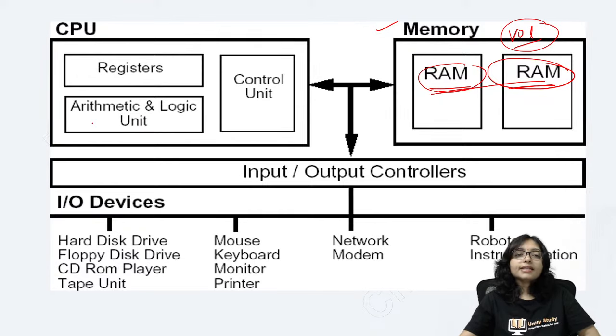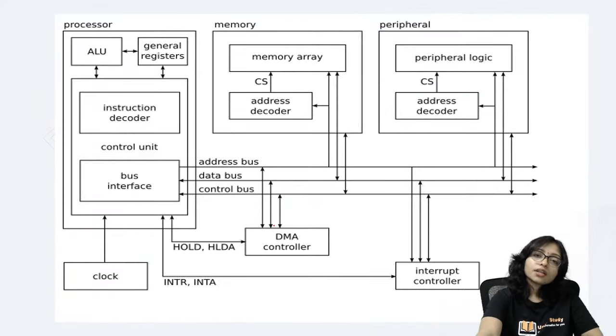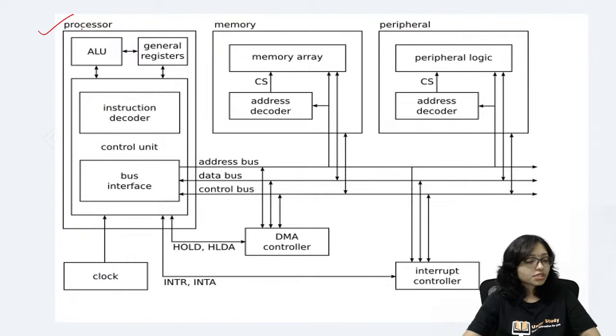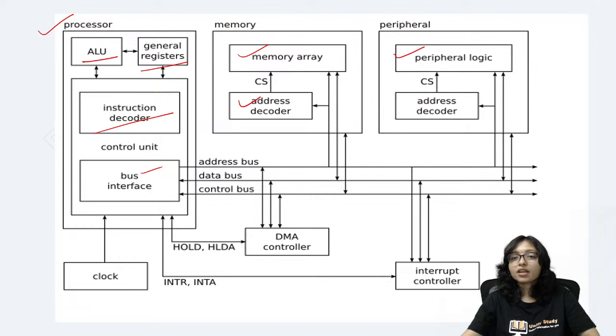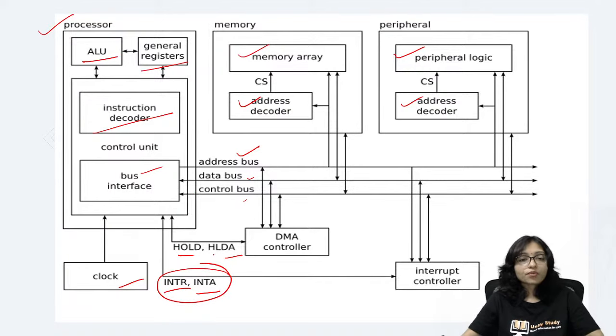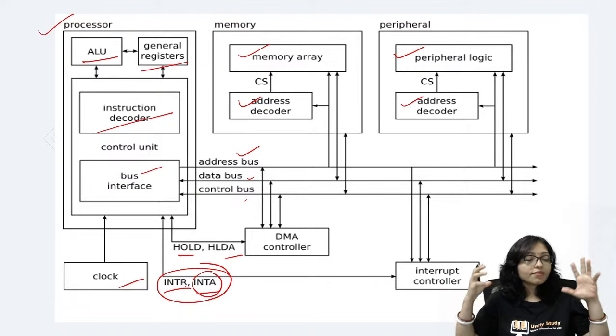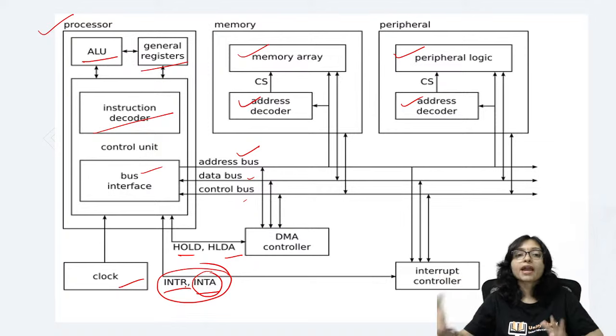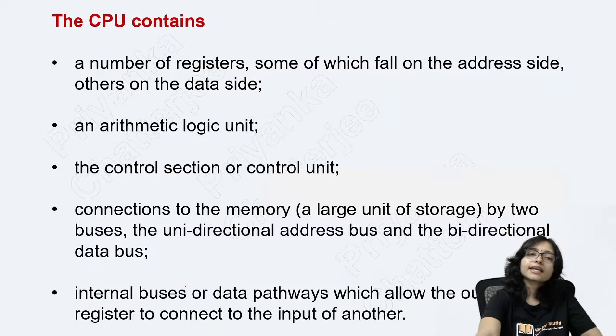Okay. And in the CPU, as I told, these are the devices. Now you can see this is the complete structure under the processor: ALU, general register, instruction decoder, control unit, bus interface, memory array, address decoder, peripheral logic. Here are the two pins, hold and hold acknowledgement. Control bus, data bus, address bus are also there. INTR and INTA are the interrupts. INTR is the interrupt request, INTA means interrupt acknowledgement. Whenever the CPU is acknowledging the interrupt, it will be interrupt acknowledgement. The overview of the total architecture has to be clear.